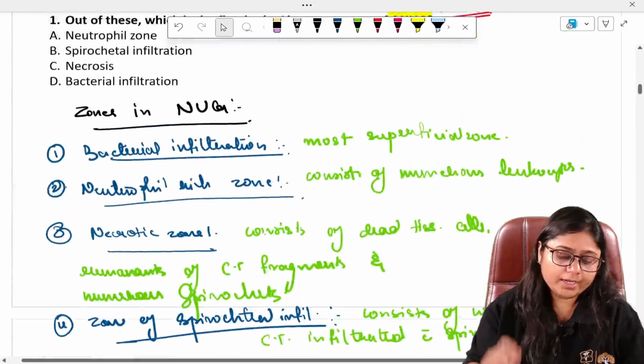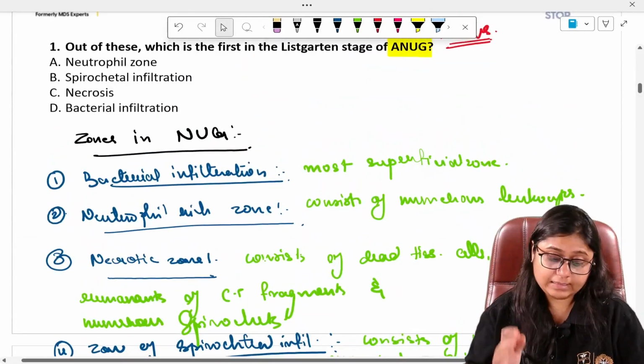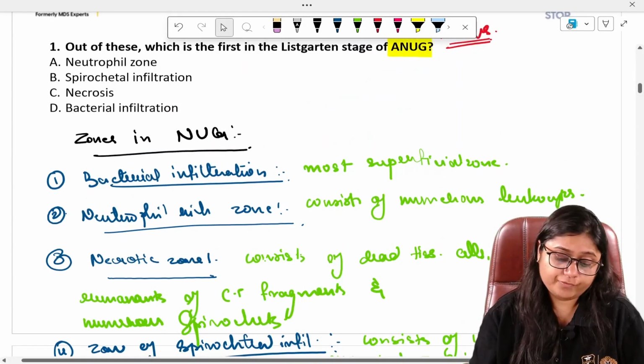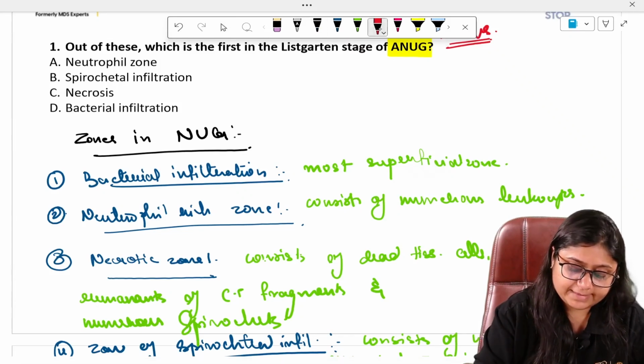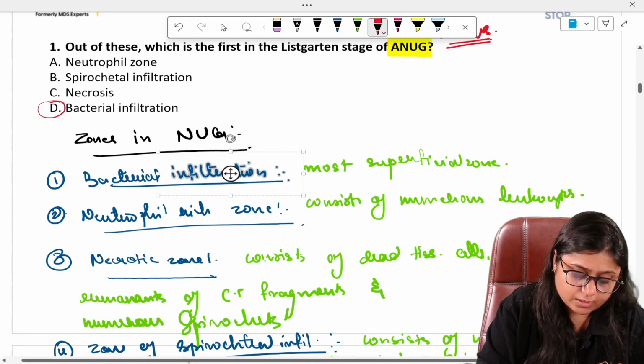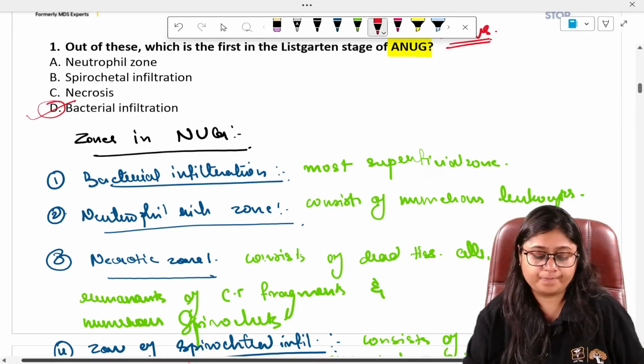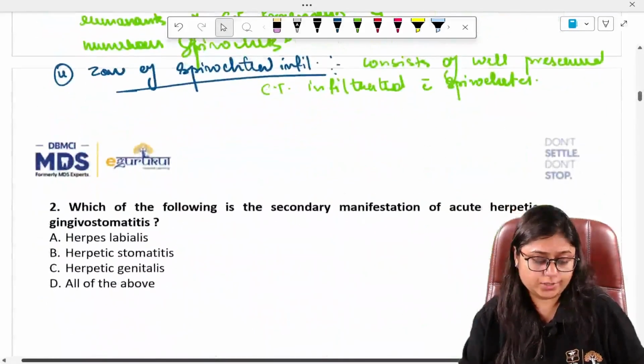So according to this explanation, what is the question? Out of this, which is the first in the List-Garten stage of NUG? So the answer here is bacterial infiltration zone, option number D. Okay, now the next question.